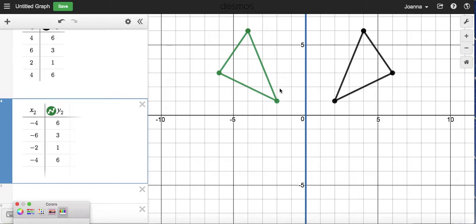If you wanted to label these points, you could label them, but you don't have to. You could just leave them like they are if you want. So this is reflection over the y-axis.